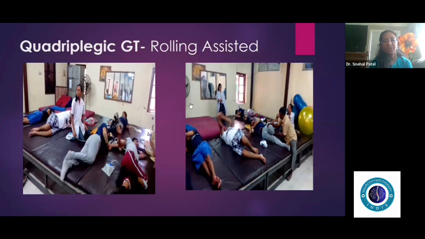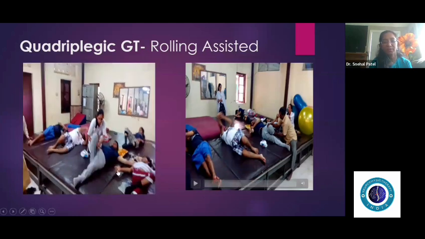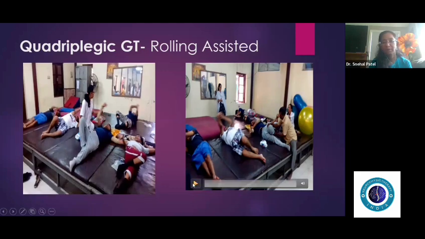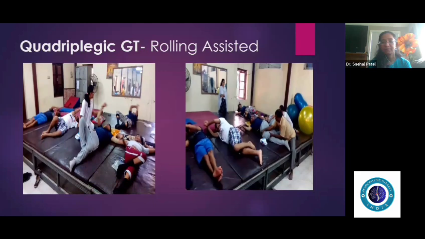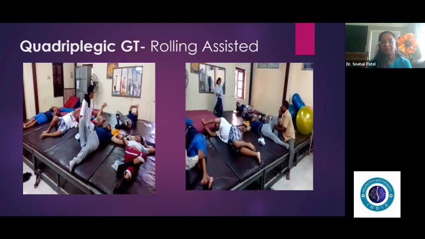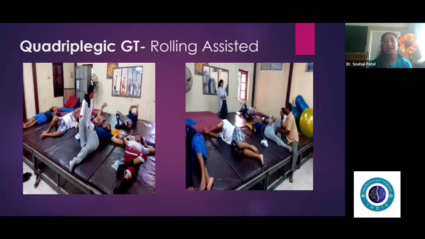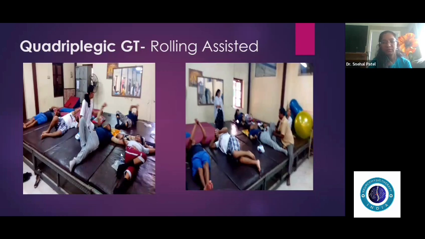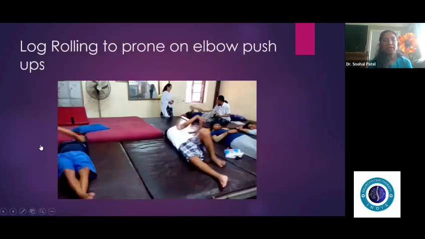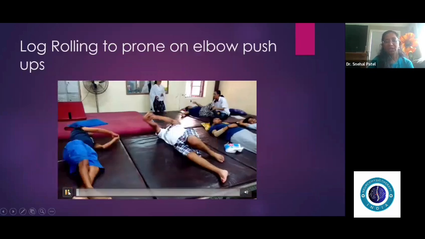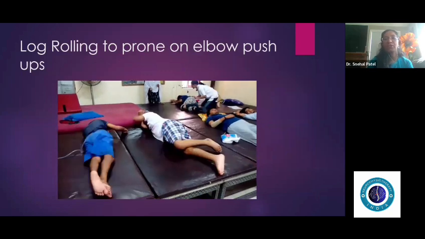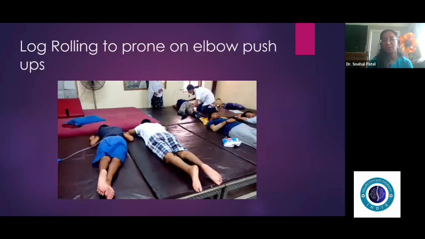So there are different levels of injury of the quadriplegic. You can give the movements like around 5 repetitions or 10 repetitions. Log rolling to prone on elbow with the push-ups. Not each and every individual with quadriplegic can go to the prone, depending upon the level of injury and how your rehabilitation is going on.